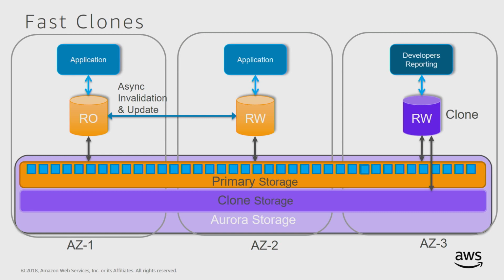So until you actually make a change, like if you do an update on this clone, which you can do, then what happens is we make a clone of that block. So it's copy on write. Anyone familiar with any of the copy-on-write file systems, this is sort of the same thing, but at a database level, right?